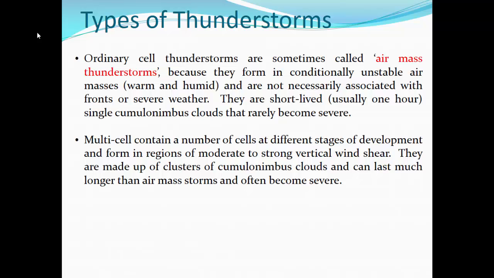Now, the multi-cell complex or multi-cell thunderstorm is what we most frequently see. They contain a number of cells at different stages of development, and they form in regions of moderate to strong vertical wind shear. So with an ordinary cell thunderstorm, you're not going to have the wind shear. Once you get wind shear, winds changing with speed or height through the vertical profile of the atmosphere, that's when you're going to start to see multi-cell thunderstorms. They are made up of clusters of cumulonimbus clouds, they can last much longer than air mass storms, and oftentimes they do become severe.